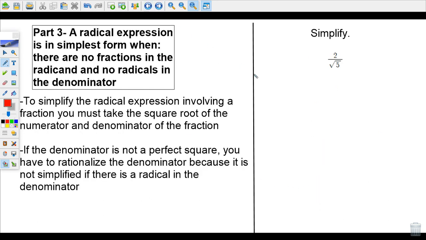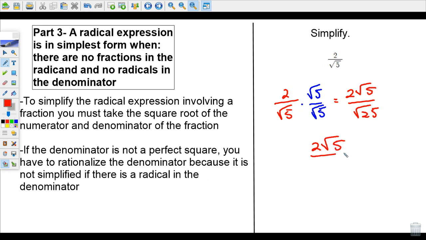So let's practice. Well, 2 over radical 5, we just did this one. It started out a little bit differently, but let's just do it again. So rationalize the denominator, multiply by a form of 1. There's our form of 1. 2 radical 5 over radical 25. And as we saw, it simplifies in the denominator to just 5.